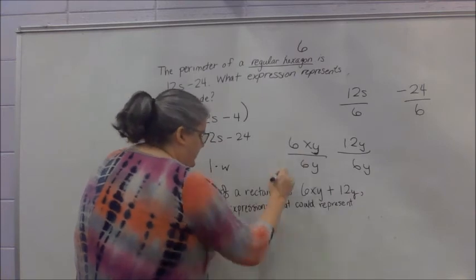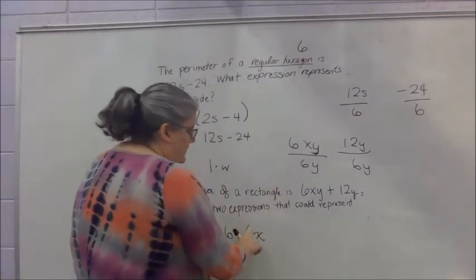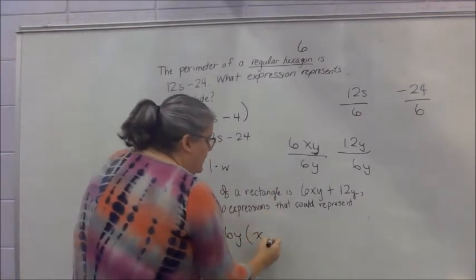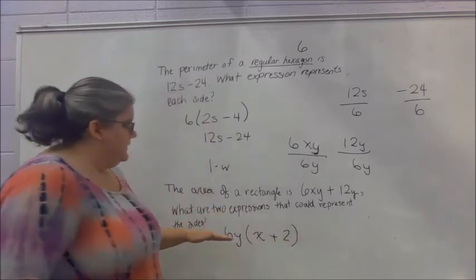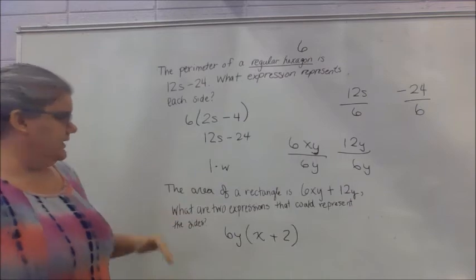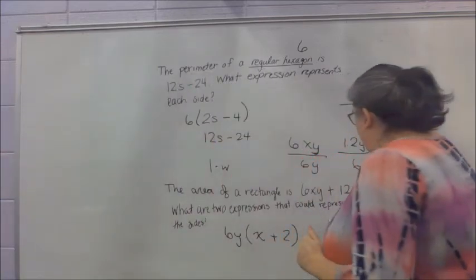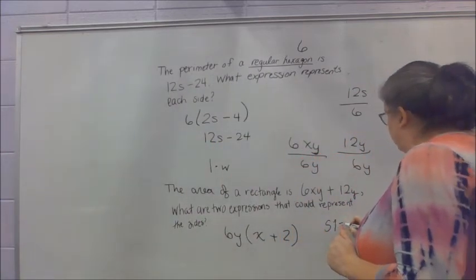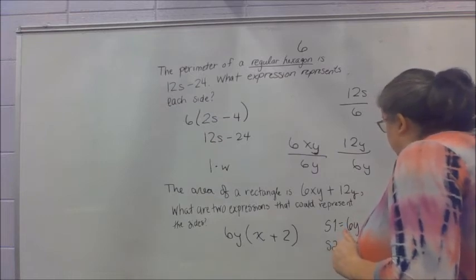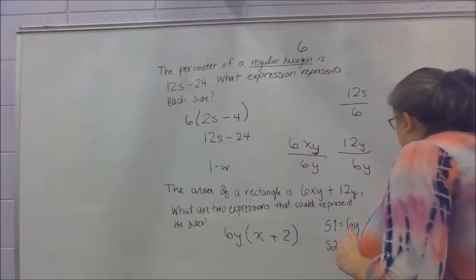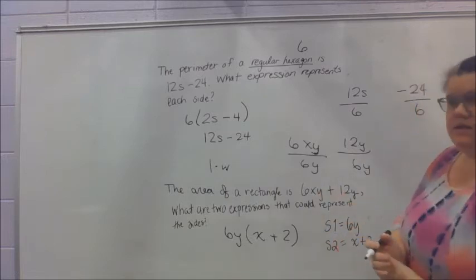And then we have x. You can put 1x if you want. And then plus 2. So now the sides of this rectangle, side 1 could equal 6y, and side 2 could equal x plus 2, because that's going to go back and give us that area.